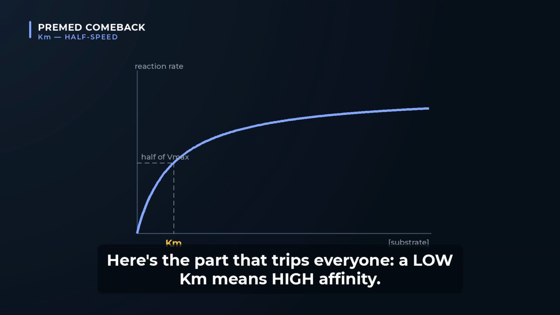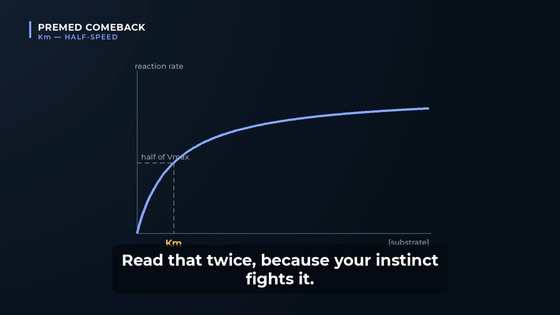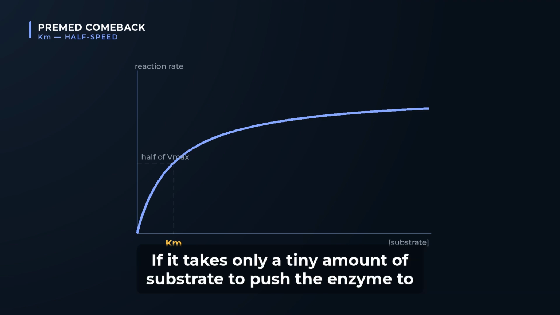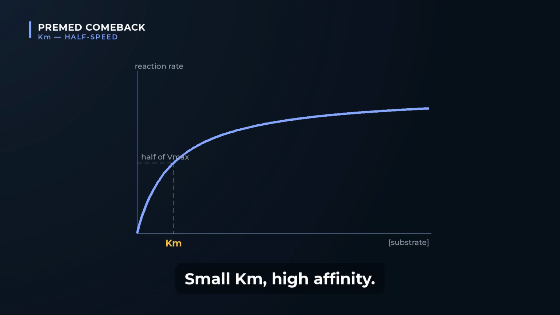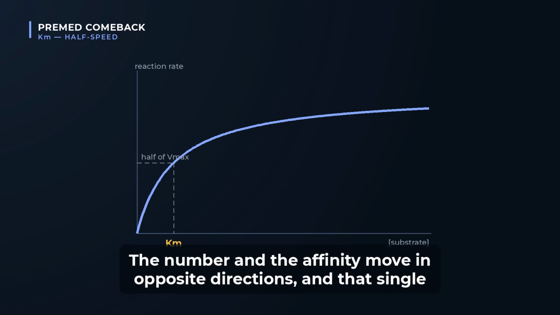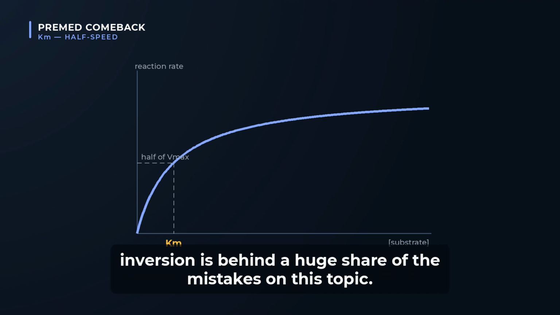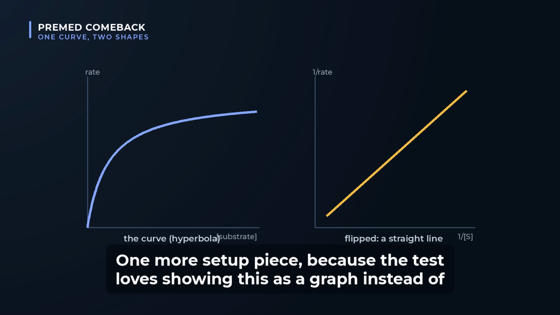A low Km means high affinity. Read that twice, because your instinct fights it. If it takes only a tiny amount of substrate to push the enzyme to half speed, the enzyme is grabbing substrate eagerly. That's high affinity. Big Km, low affinity. Small Km, high affinity. The number and the affinity move in opposite directions, and that single inversion is behind a huge share of the mistakes on this topic.